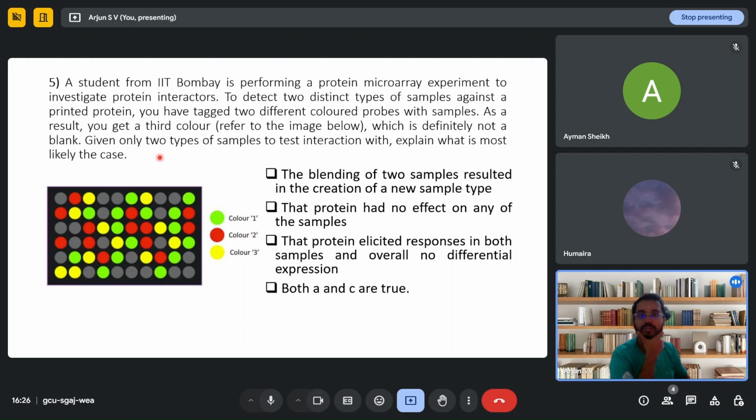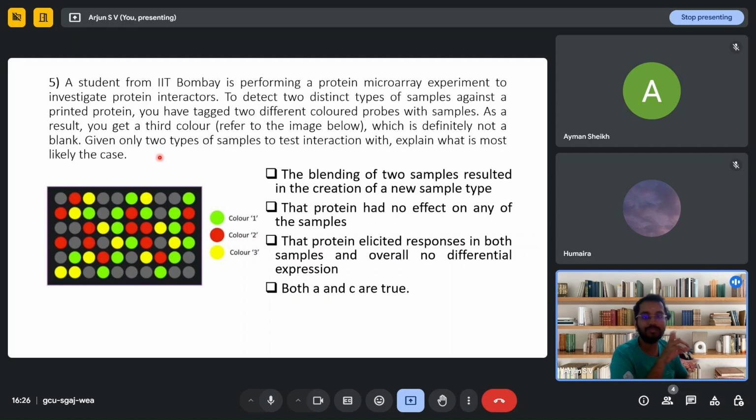Okay, so basically what they have done here is they have two distinct types of samples and then they have tagged them with two different colored probes. Let's just say sample one is green and sample two is red. And then they are checking for the expression of the protein.